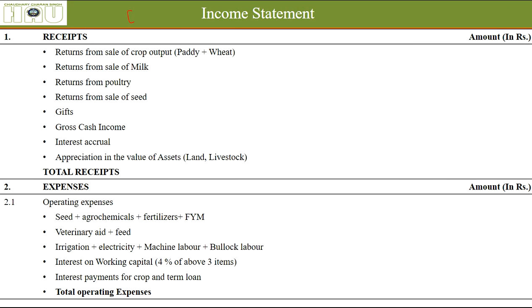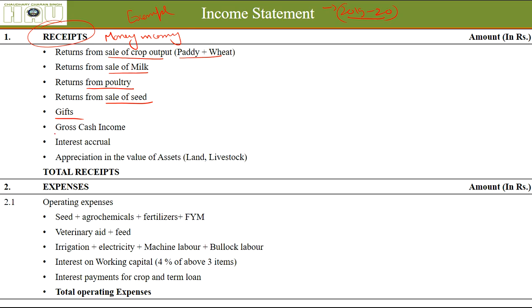Now let's see an example of an income statement for the period 2019-20. It is made for a period; right now we are taking it for a whole year. Receipts, the first part: where does a farmer get money from? He gets money from the sale of crop output, whatever crops he is growing. Here we have paddy, wheat, crop rotation, sale of milk, sale of poultry products, sale of seed he might have grown, and some gifts from his relatives and friends.